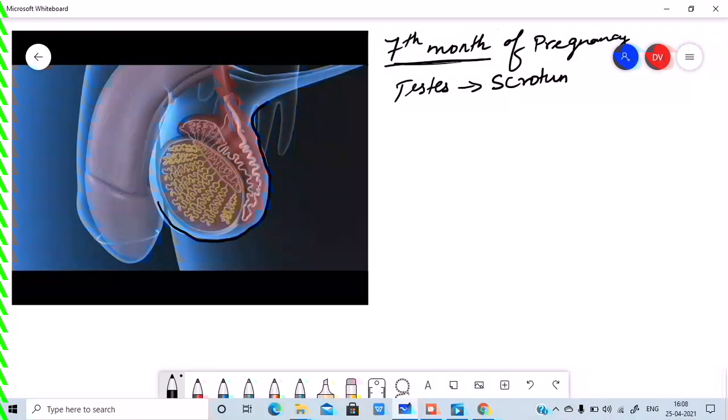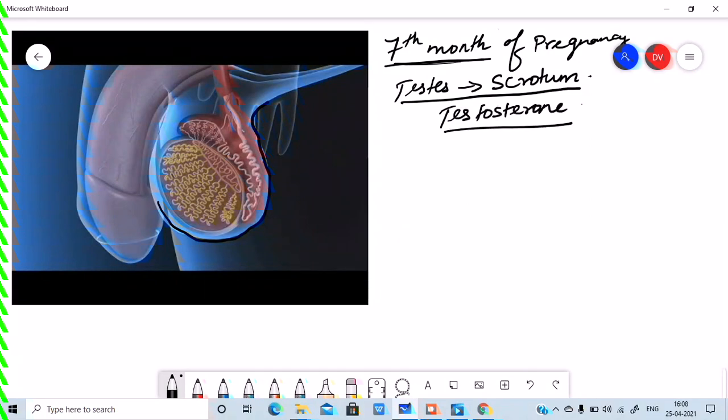Alright, that has to happen because it is very important that the testis is located inside this sac, and not remaining in the abdominal cavity. So this happens with the help of a hormone called testosterone. But sometimes what happens is, because of the deficiency of the hormone, the testis will not descend into the scrotum. That condition is known as cryptorchidism.